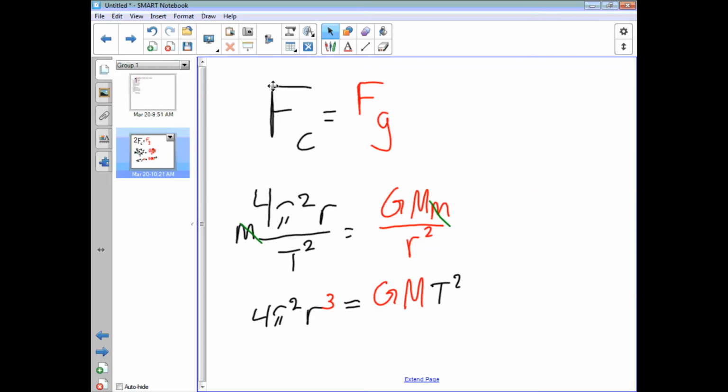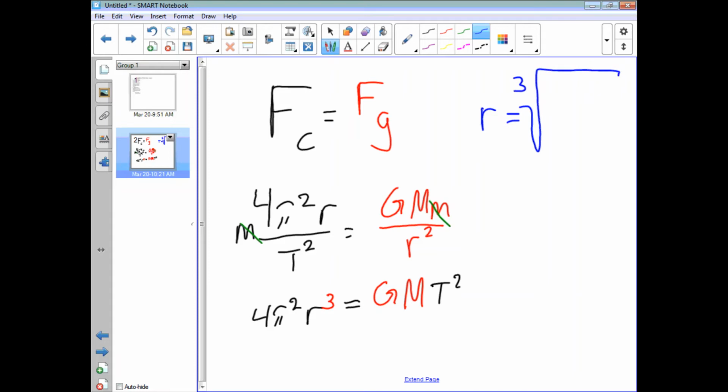Divide both sides by 4 pi squared and then take the cube root. Right? So I could say r equals the cube root of big G, big M, T squared divided by 4 pi squared. Okay? If I wanted to figure out what the radius was.